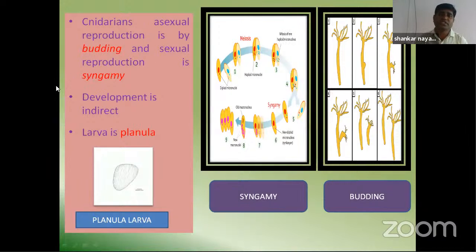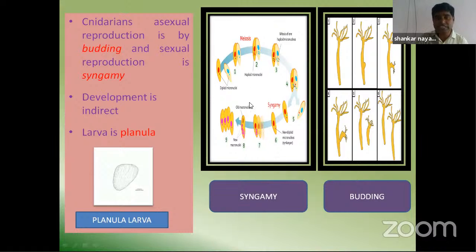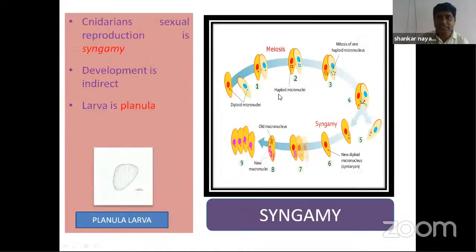Cnidarians reproduction. When we see the reproduction, sexual and asexual reproductions are there. In cnidarians, the common asexual reproduction is budding, and sexual reproduction is called syngamy. See, here in this diagram you can see budding. This is an individual hydra. From this hydra, a bud, a small bud, is arising. This small bud grows up and detaches itself, and can grow up as an individual. This type of asexual reproduction is called budding. Okay, and another type is syngamy. Budding is an asexual reproduction, and syngamy is a sexual reproduction.